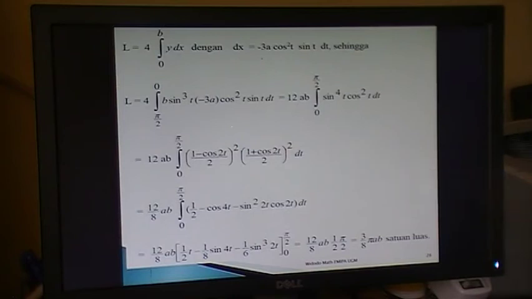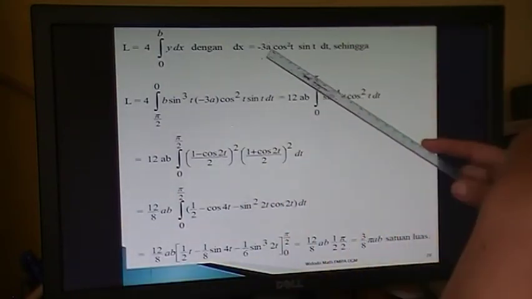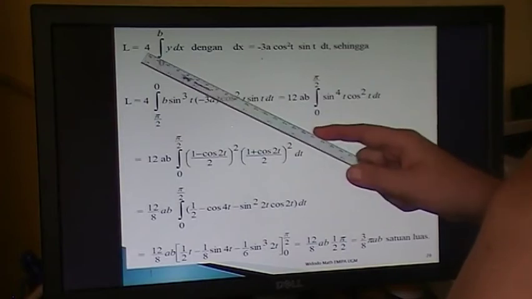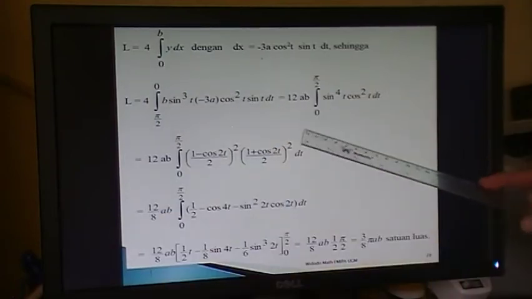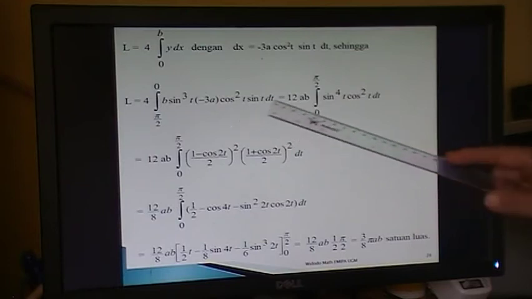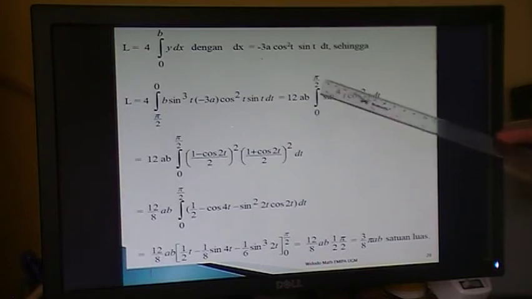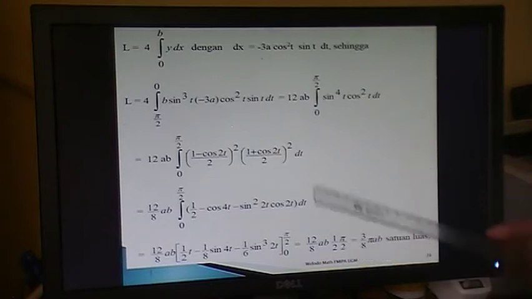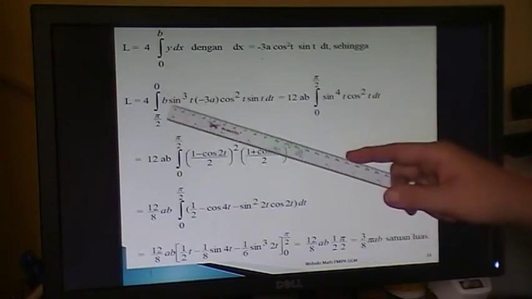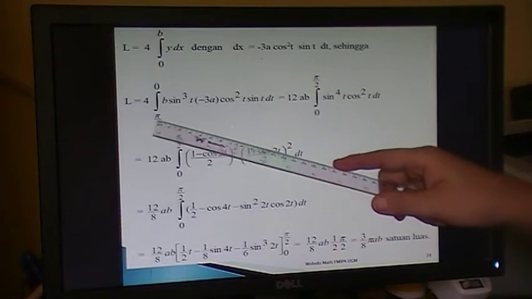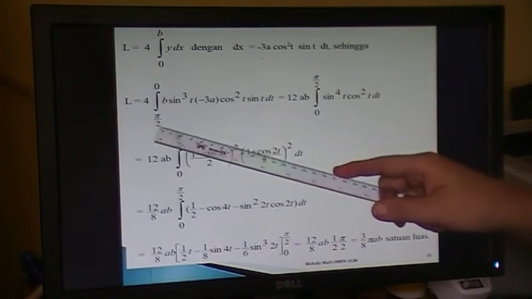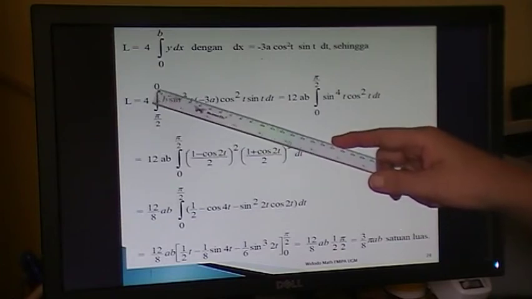Why 12? Because 3 times 4 is equal to 12. So it is equal to 12 times a times b times the integral from 0 until pi divided by 2. Why? In here the integrand is between pi divided by 2 until 0.